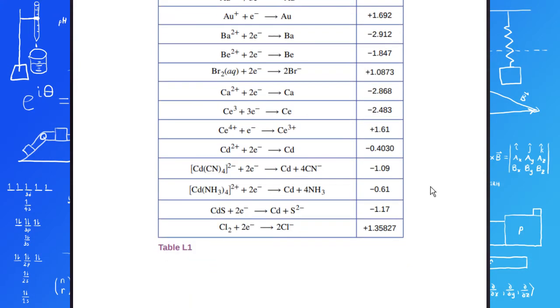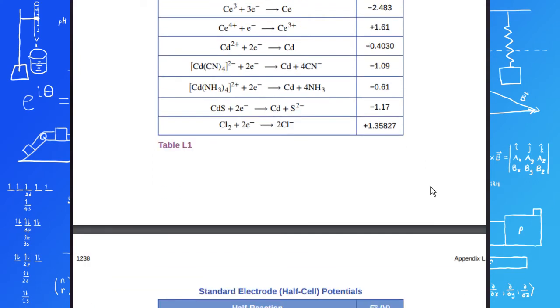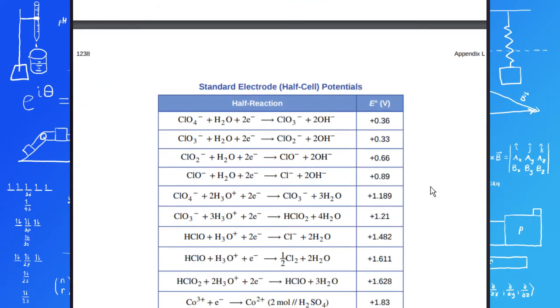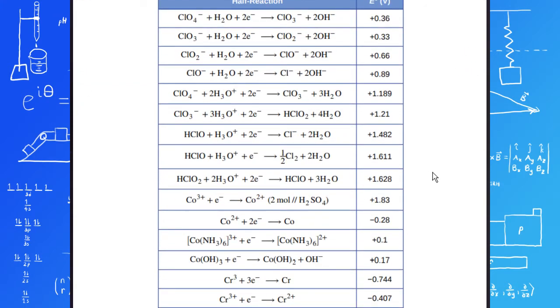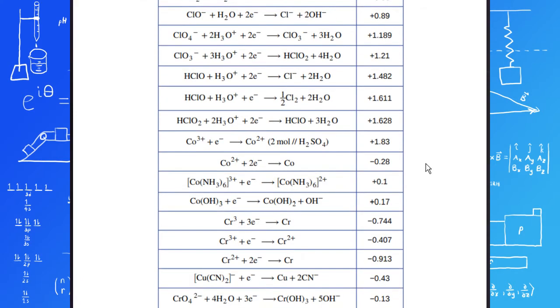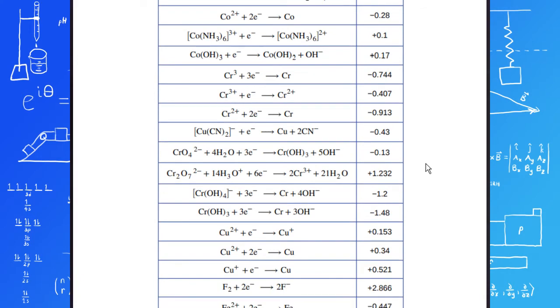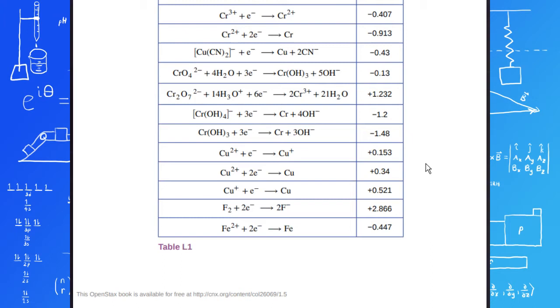Keep in mind some of these metals are transition metals, and they might have different oxidation states, so make sure to choose the correct one based on that. You also see some nonmetals in there, which shouldn't be a surprise now that you've seen how the standard hydrogen electrode works.